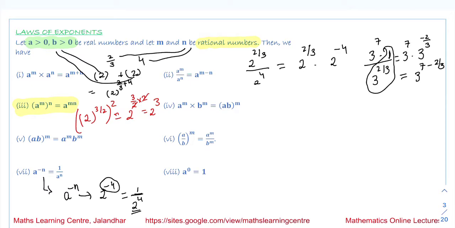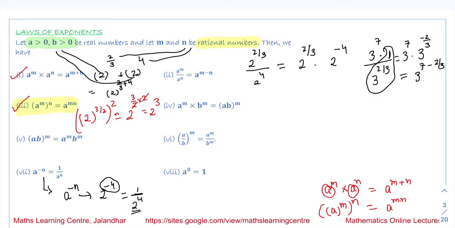So these first properties are different. When it is a raised to the power m into a raised to the power n, the base is the same, and we say it is a raised to the power m plus n. In this property, a raised to the power m whole raised to the power n, the powers are multiplied over here.